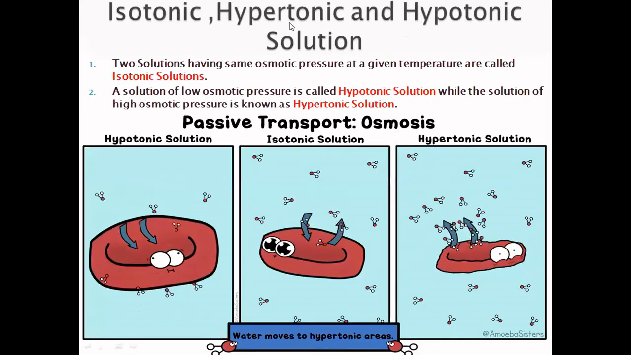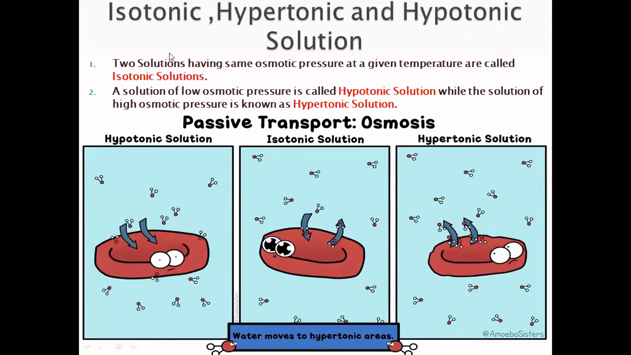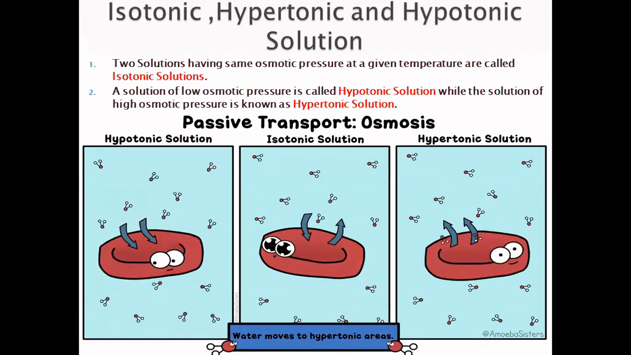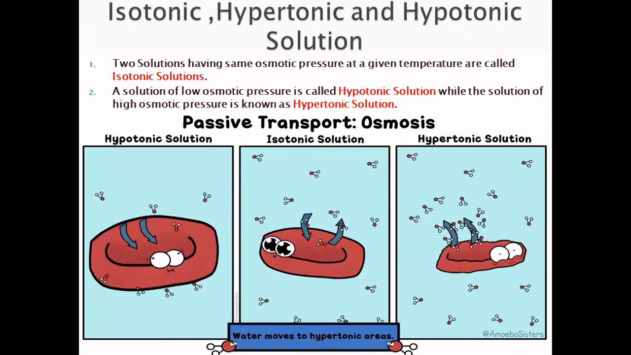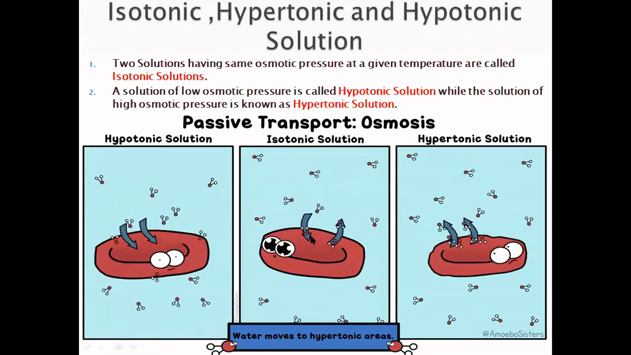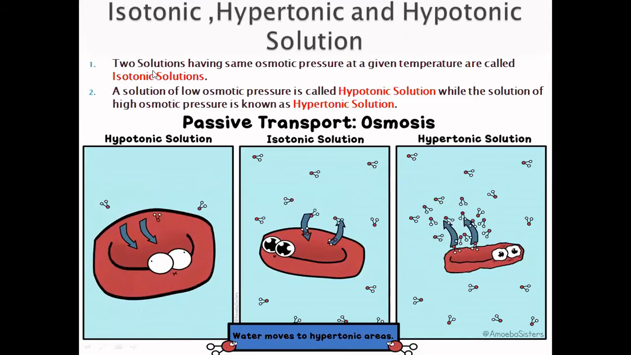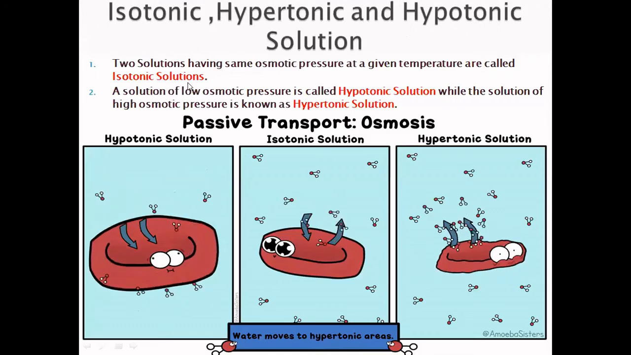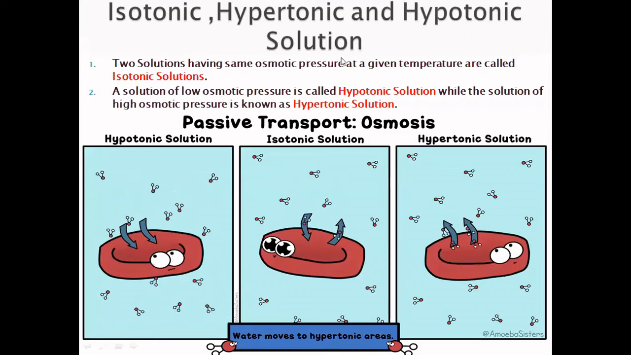It is isotonic, hypertonic, and hypotonic solutions. What do they mean? See, if you are having two solutions and both are having the same osmotic pressure, it means when they are joined together through a semi-permeable membrane, there is no osmosis, there is no flow of solvent molecules. For instance, if we look at this figure, see, water molecules are coming in, they are going out, but there is no net flow either out or in. These solutions are known as isotonic solutions. I mean, those solutions which are having the same osmotic pressure at a given temperature, we will be calling isotonic solutions.